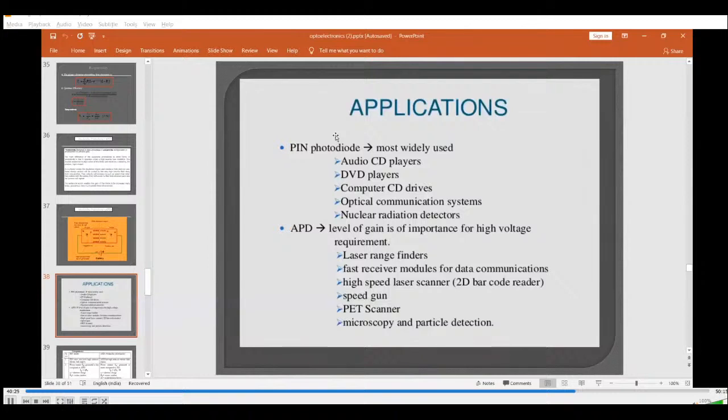When you discuss the next unit, optical fibers, there will be optical fiber communication. In that optical fiber communication, I hope most of you did the bending loss experiment in our applied physics lab. In the bending loss experiment, we have a transmitter and a receiver. At the receiver, we are using these photodiodes to detect the light and convert it into an electrical signal. So we are using them in optical communication systems, nuclear radiation detectors, and like that. So many various applications are there for this pin photodiode.